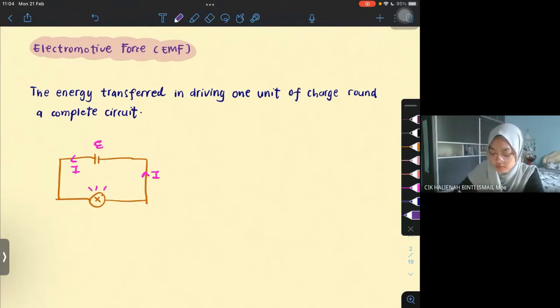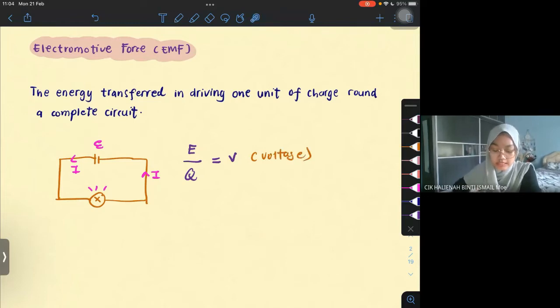So, based on this definition, we can say that it is energy per unit charge. Di mana energy per unit charge, we learn in chapter 1, it is equal to potential ataupun voltage. So, electromotive force is indeed a type of voltage. So, dia adalah salah satu contoh voltage. So this is what we learned in chapter 3. Okay.